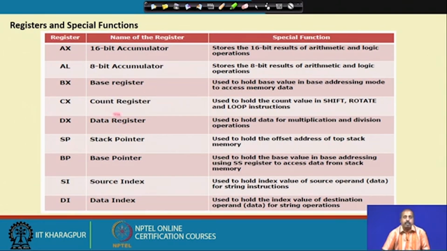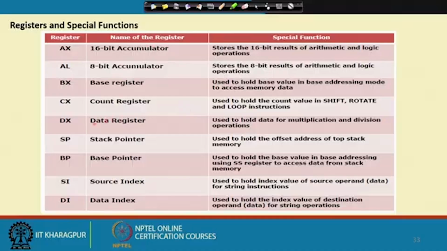Then the CX has a special function, it is the count register, used for holding the count value for shift, rotate, loop instructions. Then the DX register is the data register. Apart from working as a general purpose register, it has the special function of holding values during multiplication and division operations. During multiplication and division, the higher order 16 bits will be stored there.